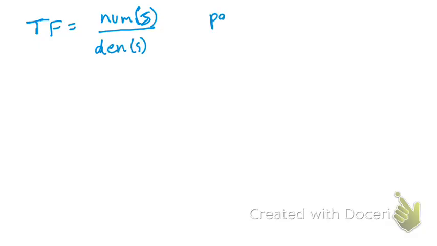So as we remember, if we had a transfer function equal to a numerator of s over a denominator of s, we had that the poles were the solutions of our denominator of s equal to 0. So whatever the s terms cause that equation to be true were the poles.